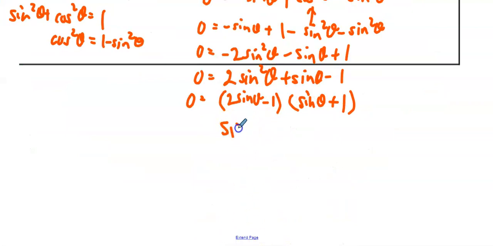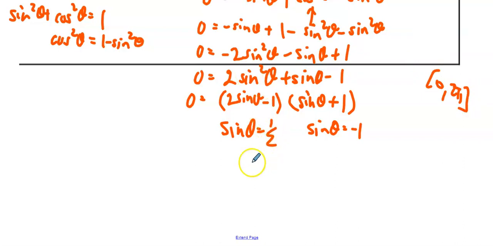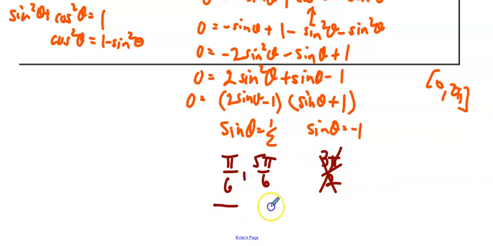Then we're going to set sine of theta equal to 1/2, and sine of theta equal to negative 1. Again, we're on the interval from 0 to 2π. Using our unit circle values, we know that sine is 1/2 at π/6 and 5π/6, and sine is equal to negative 1 at 3π/2. We discussed in the first video that 3π/2 does not work because it's not differentiable there. So our answers for this problem are π/6 and 5π/6.